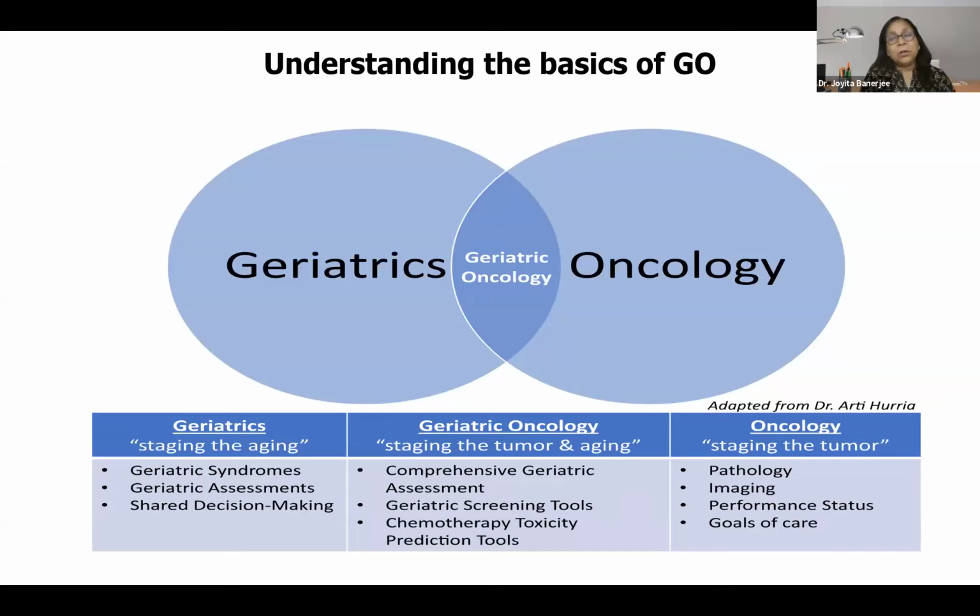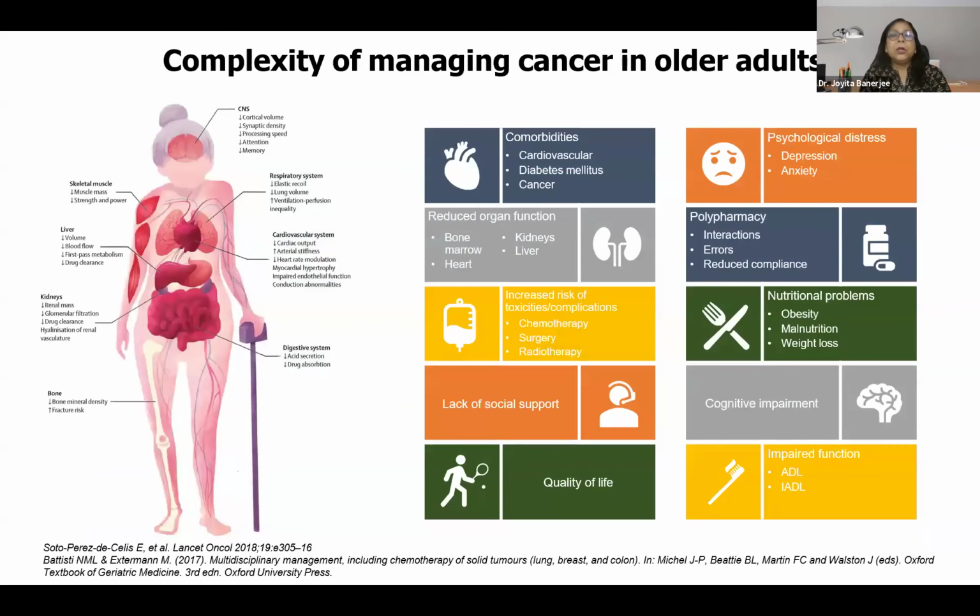In geriatric oncology, we have to do these two together, staging the tumor and aging. So here, the geriatric assessment and management is very important. And we will be talking about the comprehensive geriatric assessment and the screening tools in the next slides. So in a typical older adult, these are the challenges that we might face.